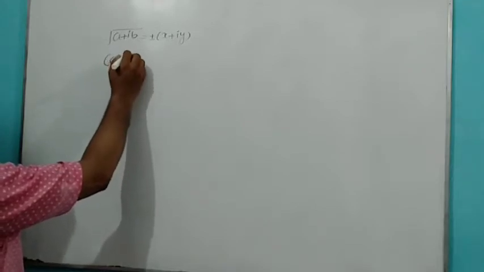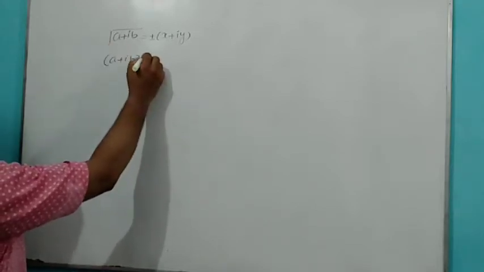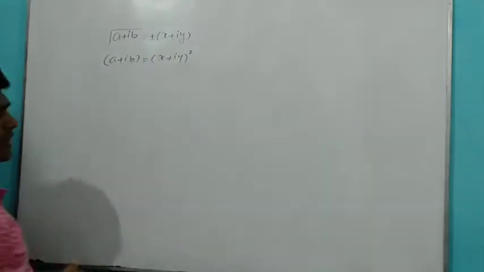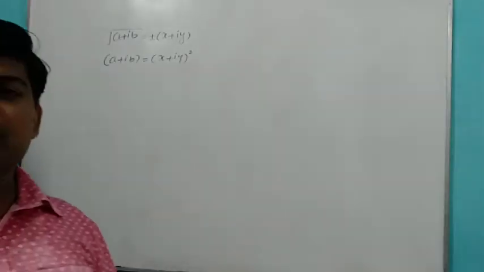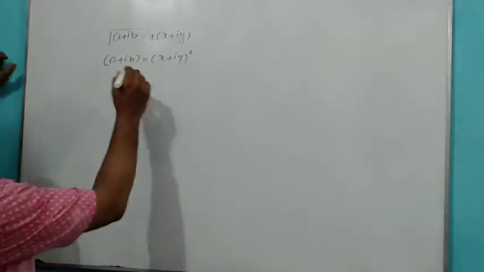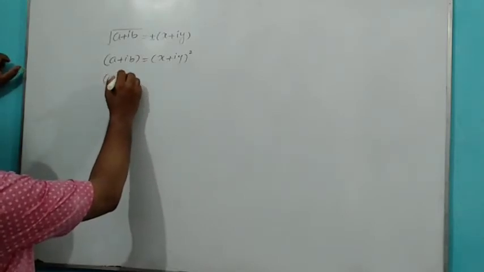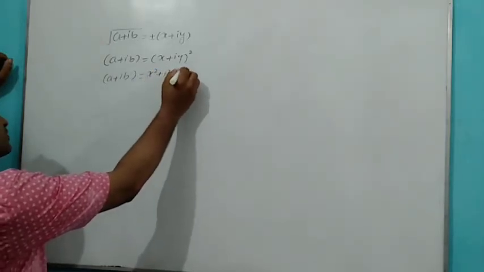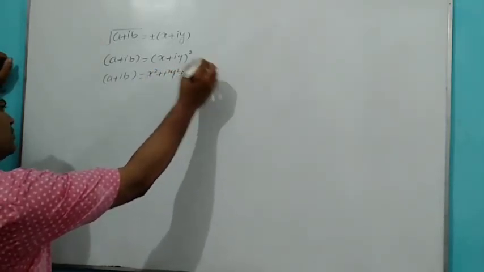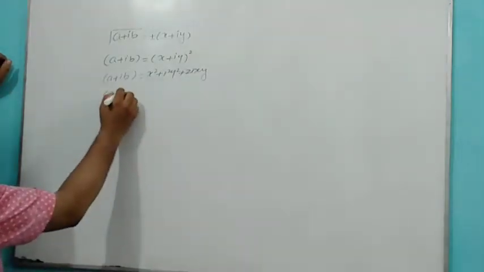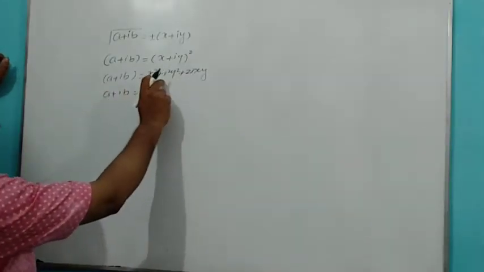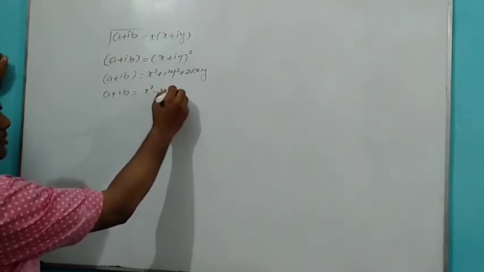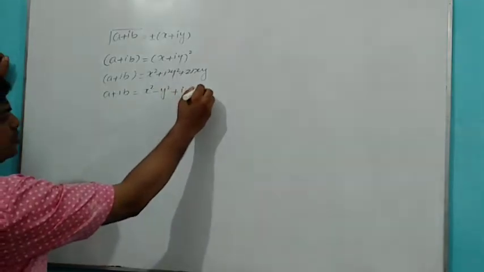When I square both sides, the root will be eliminated, leaving a plus ib, and on the right side x plus iy the whole square. Expanding the right-hand side with the formula (a plus b) whole square, we get x square plus i square y square plus 2i xy, equal to a plus ib. Since i square is minus 1, we get x square minus y square, and into i, 2xy.